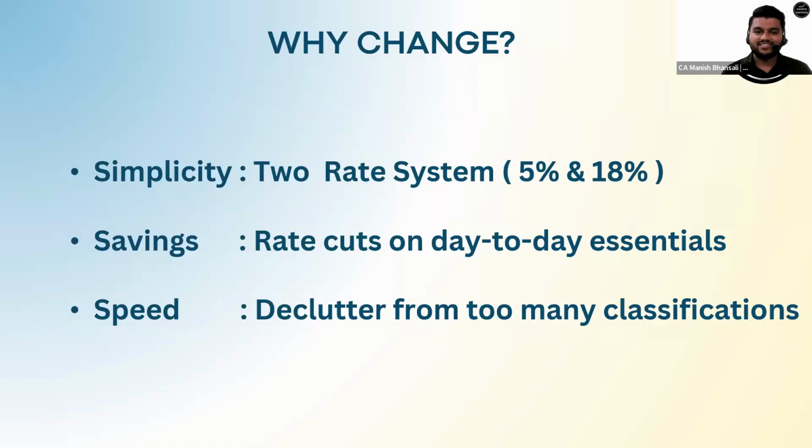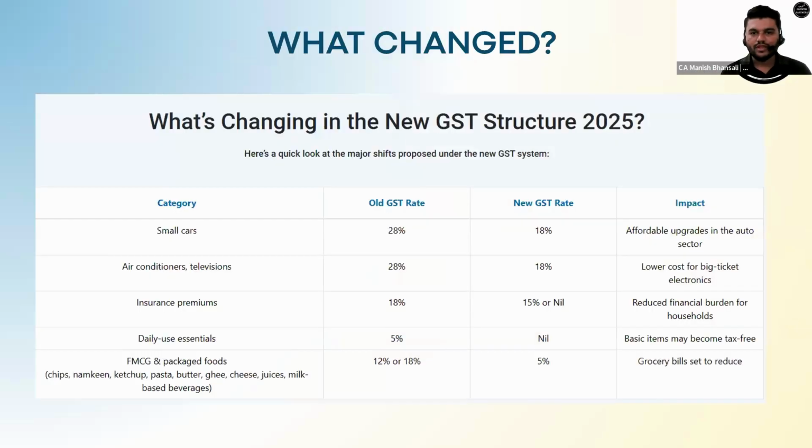Third one is speed. This is relevant to consultants like you and me. The more tax slabs we have, the more confusion our clients have. They always keep asking us, "Iska HSN kya hai? Where do I group this? Is it 12? Is it 18? Is it 5?" and all of that. Now that we have only two, I believe the confusion will come down. And if the confusion comes down, if decluttering happens from too many classifications, automatically the speed increases. So this is about why this change has come in.